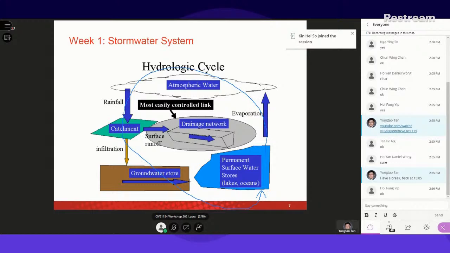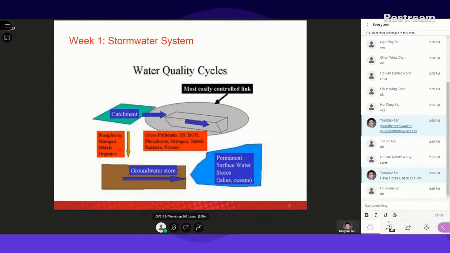Okay, so after the break, we move on. We just introduced the hydrologic cycle and how urbanization impacts the hydrologic cycle. Now this slide is showing the water quality cycle.